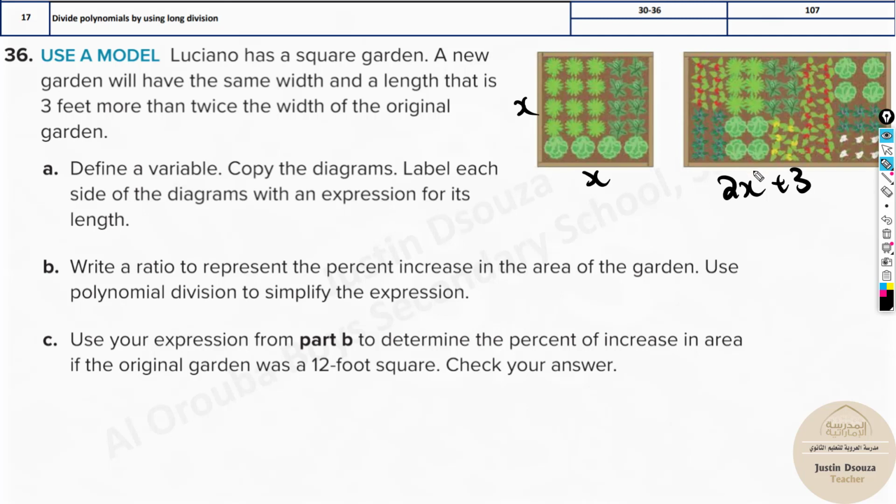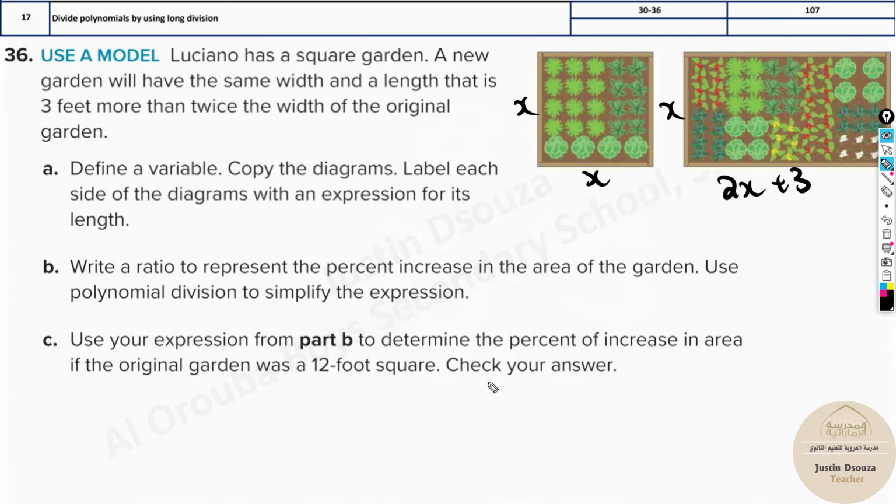Okay. Now, how would you basically find, this side is same, only the width is changed. Okay, the width is same, only the length changes to 2x plus 3. Now, what is the thing? Define the variable, copy the diagrams, label. Okay, this is what we have done. Just write the diagrams and label the sides. Write a ratio to represent the percent increase in area of the garden. Use polynomial division to simplify the expression.